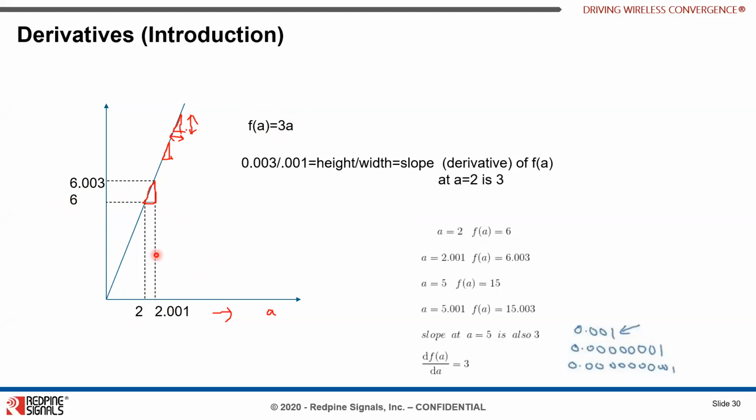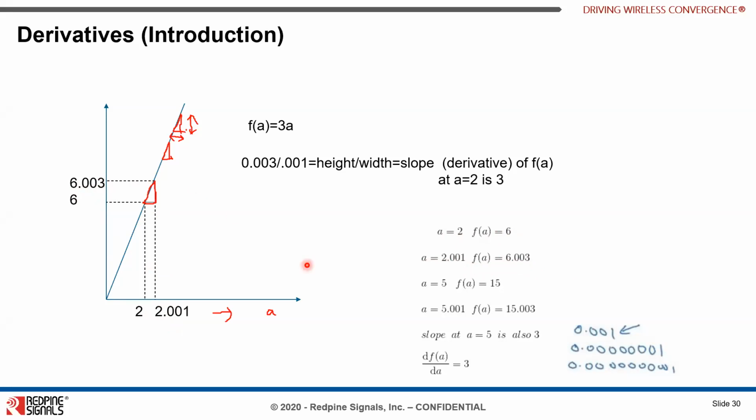Now let's see if we increase the value of 2 by a very small amount, from 2 to 2.001. By scale, if you draw it, we see that by increasing a from 2 to 2.001, f(a) goes from 6 to 6.003. So here a equal to 2, f(a) equal to 6, and if a is 2.001, f(a) is 6.003. As I told you, for the time being forget about the formulas of derivative, and let's do reverse engineering to see the physical significance of the derivative.